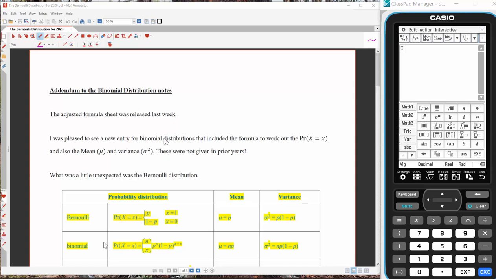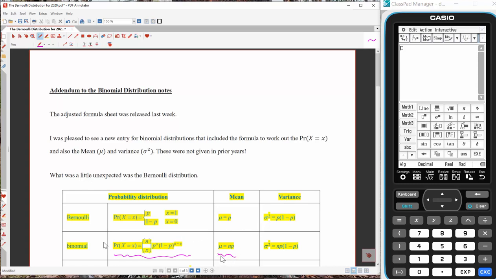The formula sheet for the methods exam came out last week, and a couple of interesting things. So I was pleased to see a new entry for binomial distributions that included the formula to work out the probability that the random variable takes on a certain value. So that was this one here. In previous years, that has not been given. That was expected to be either in your notes if it was in exam 2 or memorized if it was on exam 1.